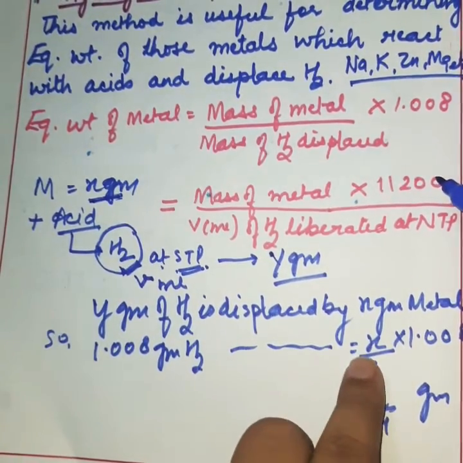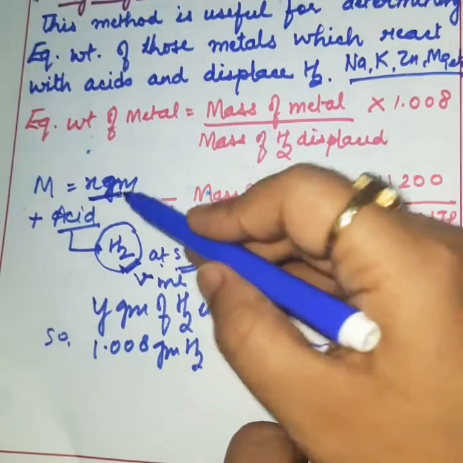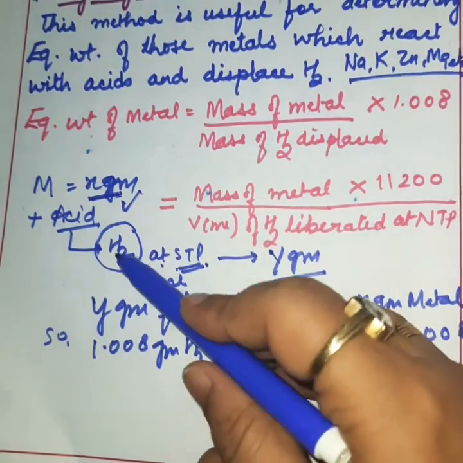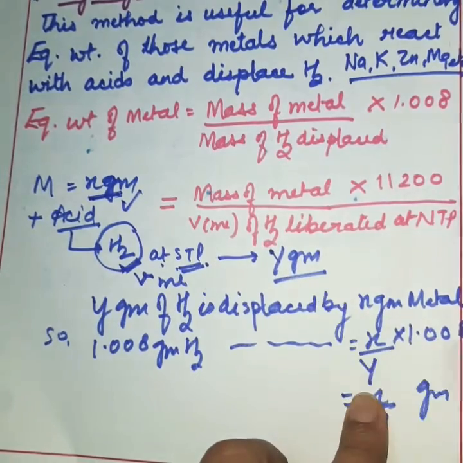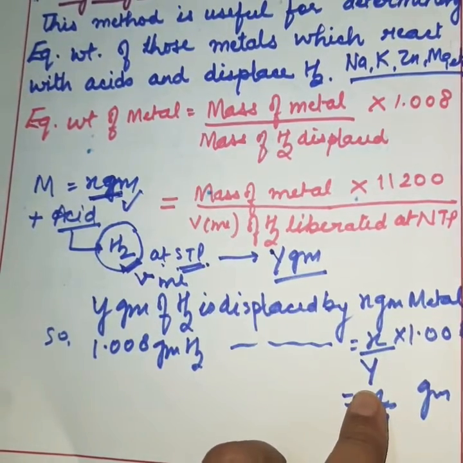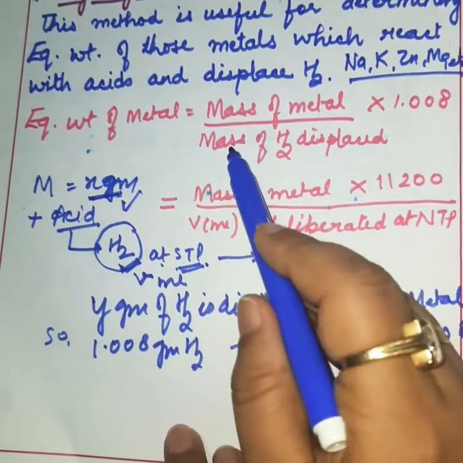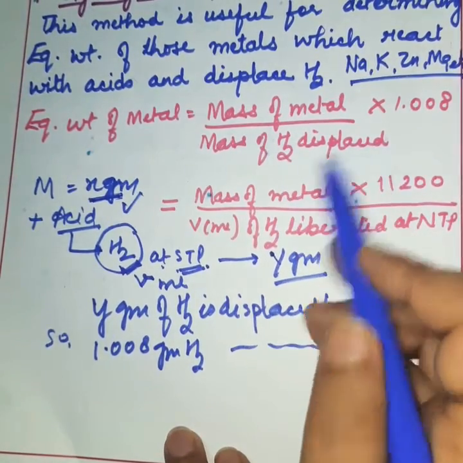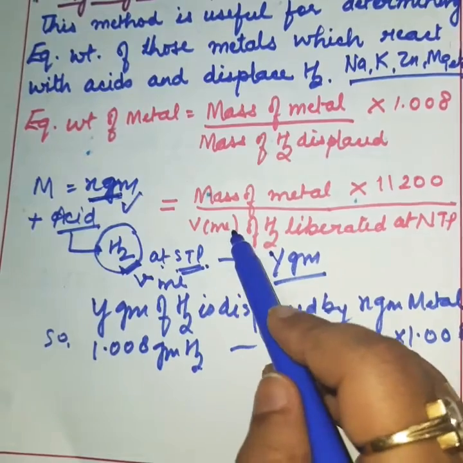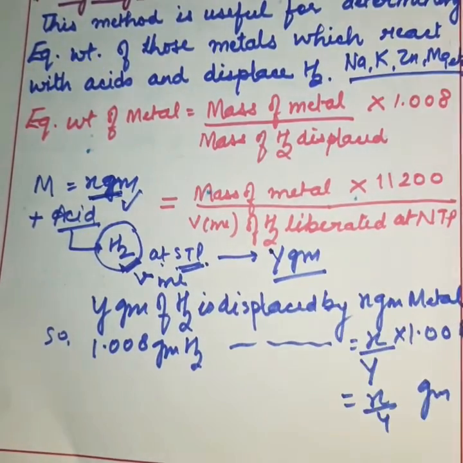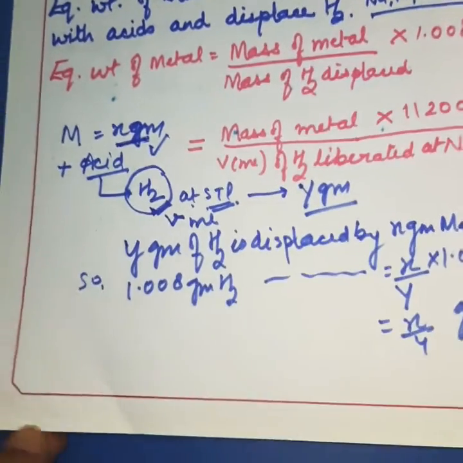This way the first formula is derived: x upon y. What is x? x is mass of metal. What is y? y is mass of hydrogen gas which is liberated at STP. Alright. Now we can have a different form of this formula as well. In place of mass of hydrogen displaced, we can write the volume in ml of hydrogen liberated at NTP. How can this formula be derived? Let's have a look.